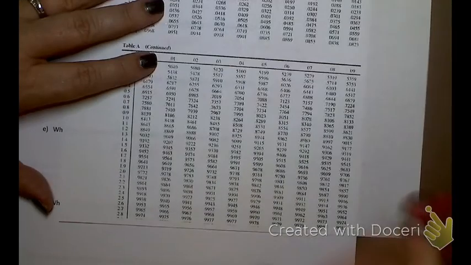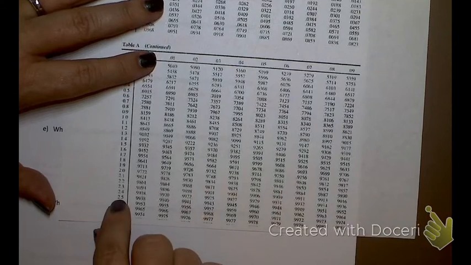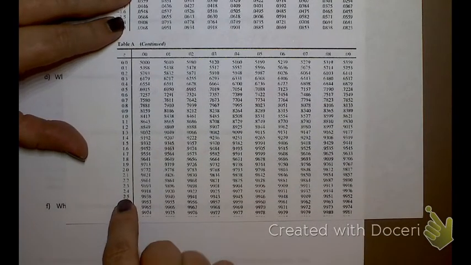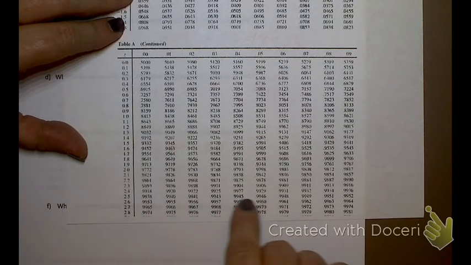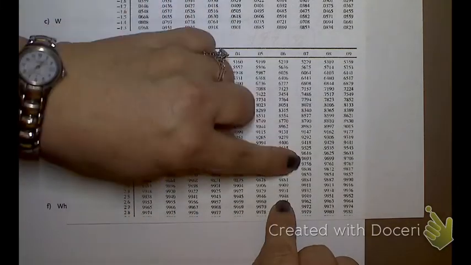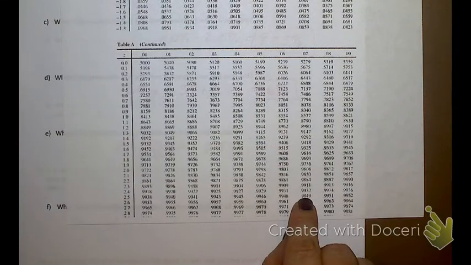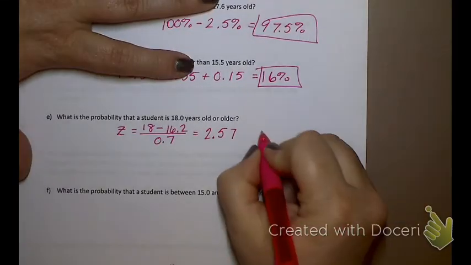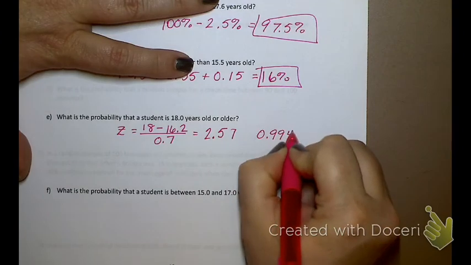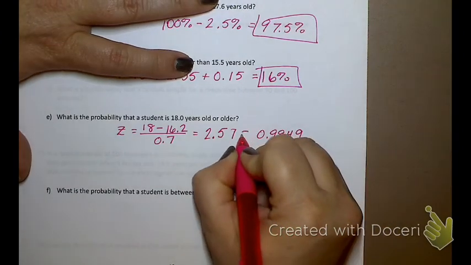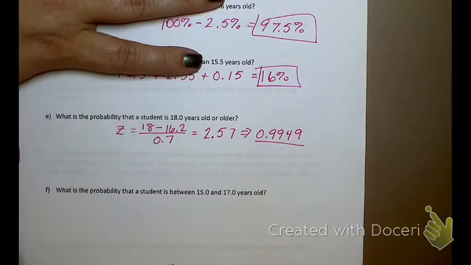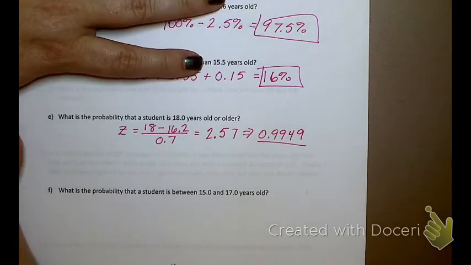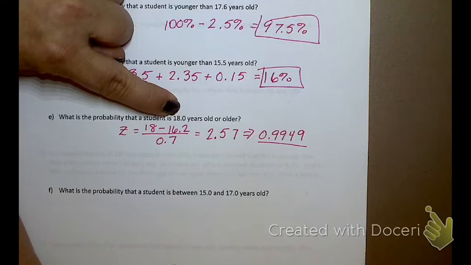2.57. 2.5. Yes, you will be given this on the test. You don't need to memorize all of these numbers. 2.5. Where's the 7 column? It's over here. 0.9949. So what is that number representing? The number or the percent of students that would be less than 18.